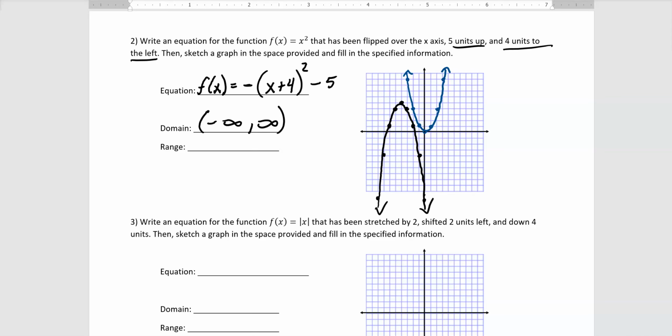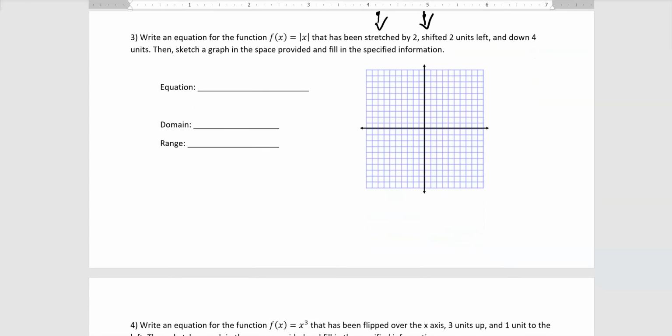So this time with a flip, we won't have a minimum. Our minimum will be negative infinity, but our maximum value is now 5, since we shifted that up 5 units. So we do hard bracket on that 5. Very good. Let's do a few more.